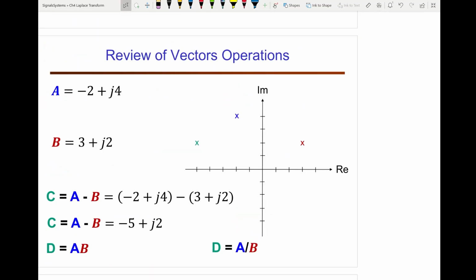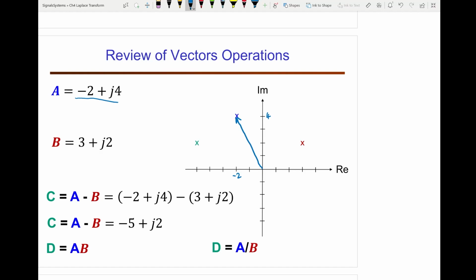Before we start talking about system design, let's review some vector operations. So let's say we have this vector A, minus 2 plus j4. If I plot it, this is minus 2, this is 4. So if I draw this vector, it will be a line from the origin to this point.